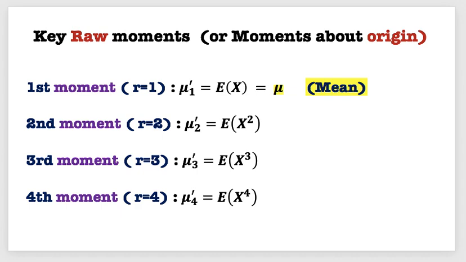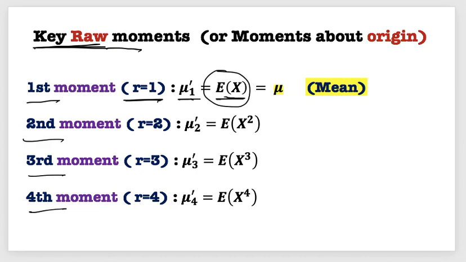In the discussion of skewness and kurtosis, we only need four moments. They are also called the key raw moments about the origin: first moment, second moment, third moment, fourth moment. How do we get them? In the previous formula of mu r dash, we put r equals 1. We get mu 1 dash, which equals E of x. You can see that E of x is also known as the mean, and we denote it by the notation mu. So the first raw moment is nothing but the mean of the distribution.